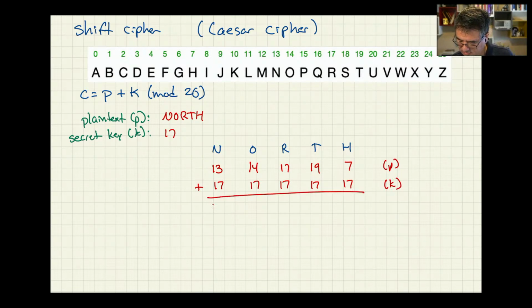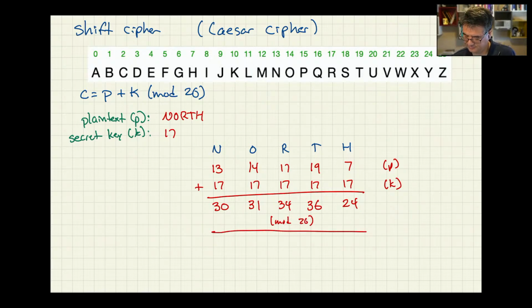13 plus 17 is 30. 14 plus 17 is 31. 17 plus 17 is 34. 19 plus 17 is 36. And 7 plus 17 is 24. And then we're going to do mod 26. And we end up with 4, 5, 8, 10, and 24.